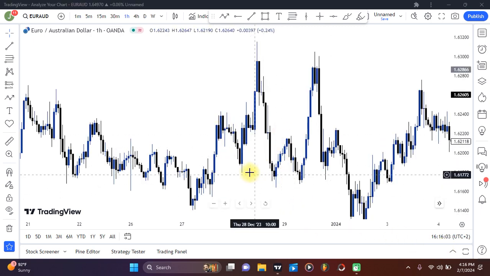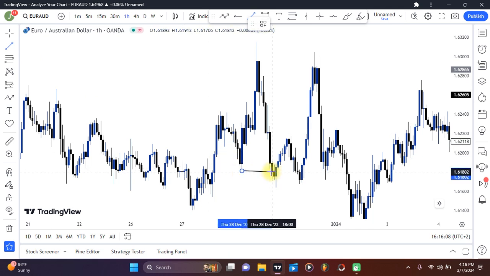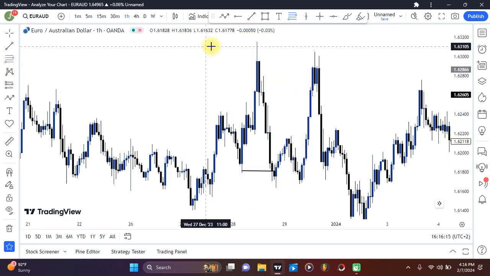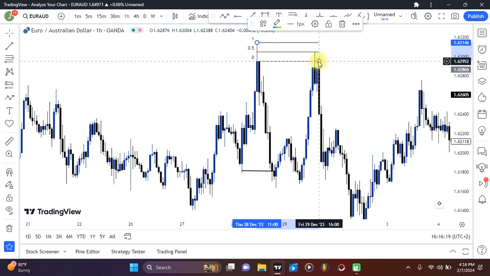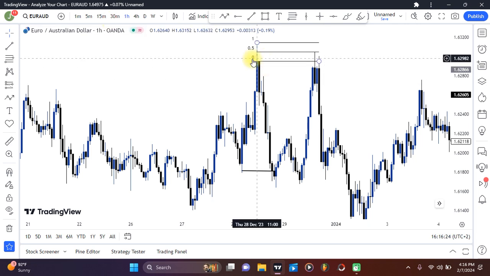Okay, now let's look at this example here. We can see that we had a structural break to the downside. We had a break to the downside here, and then we had a retracement, and this is where we have our order block. This wick over here is our order block, and we know that this wick is our order block because if we dive into a lower time frame, we are going to find an order block within this wick over here. This is why we say this is a hidden order block.